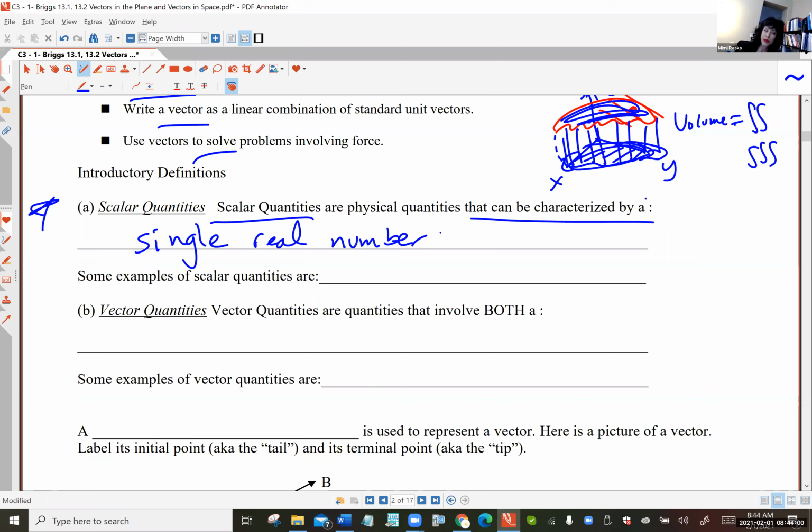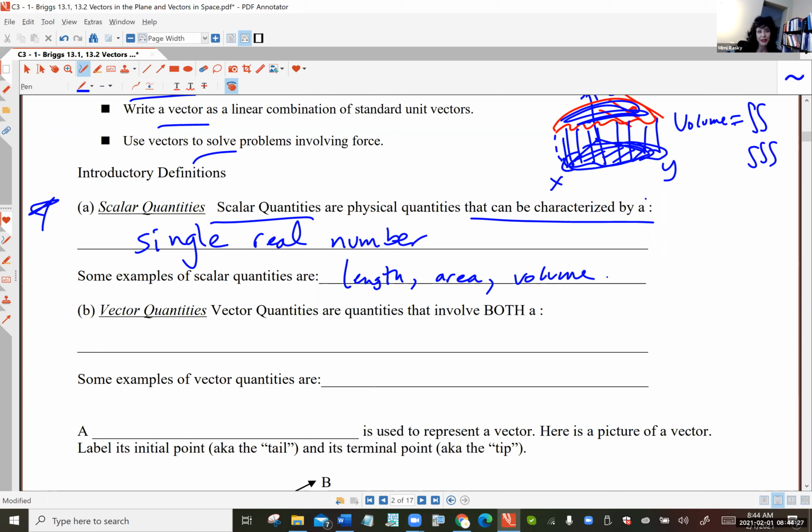So what are some examples of scalars? And scalars are just pure real numbers. Well, length, area, volume. Those are 3 examples of scalars, because to describe the length of, say, a table, you would just say, oh, my table is 3, as in 3 feet.